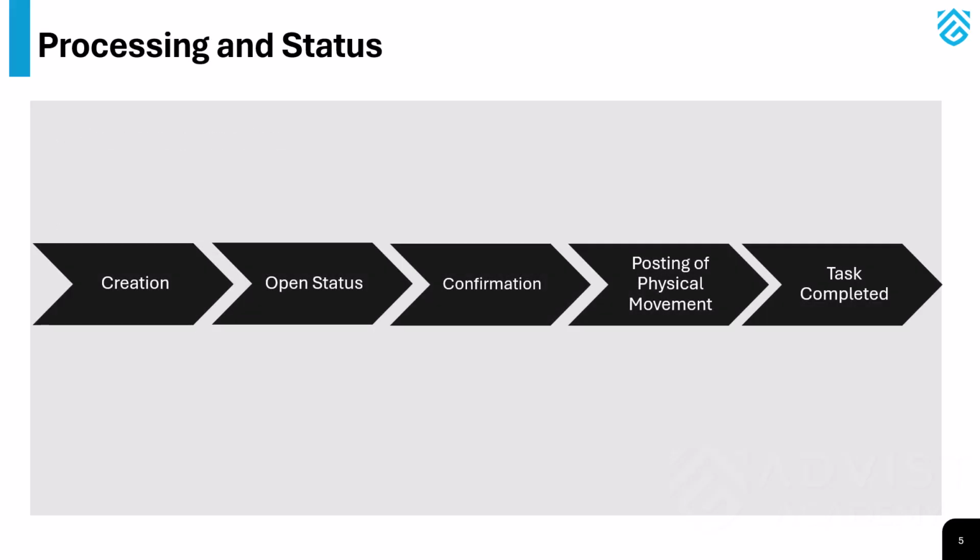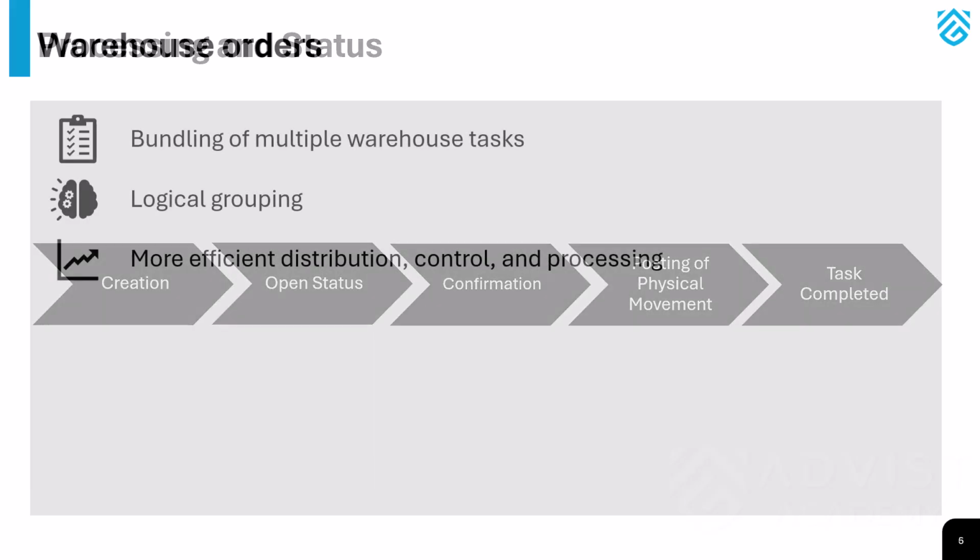Once created, a warehouse task is initially in the open status. At this stage, it can still be changed or deleted. Only after confirmation is the physical movement posted in the system. During this step, stock is deducted from the source bin and assigned to the destination bin. Confirmation can be carried out via mobile devices, fixed terminals, or automated background jobs. After confirmation, the task is marked as completed.